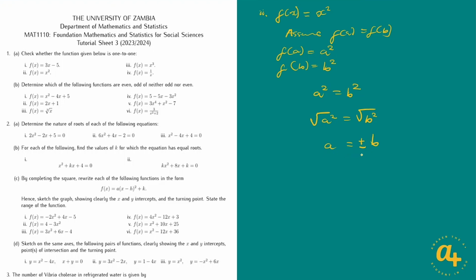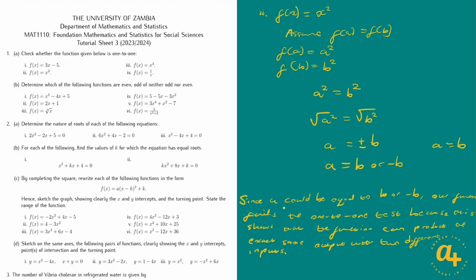So this is our final answer. But when we look at our final answer here, we can see that there is actually a problem. What we are looking for is a scenario where a is only equal to b. But in this case, we can see that a is equal to positive b or negative b. This function is not a one-to-one function. So we can go on further to make our conclusion. We are going to conclude by saying, since a could be equal to b or negative b, our function fails the one-to-one test, because this shows that the function can produce the exact same output with two different inputs.